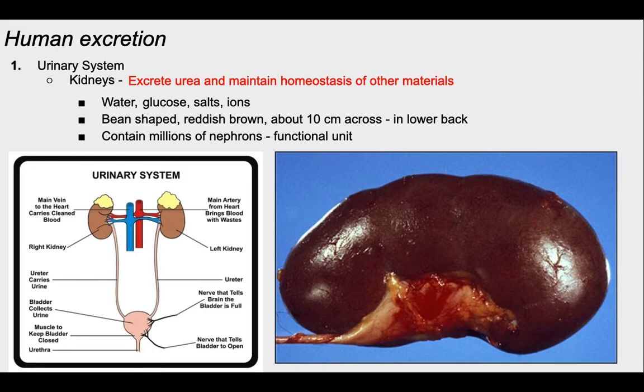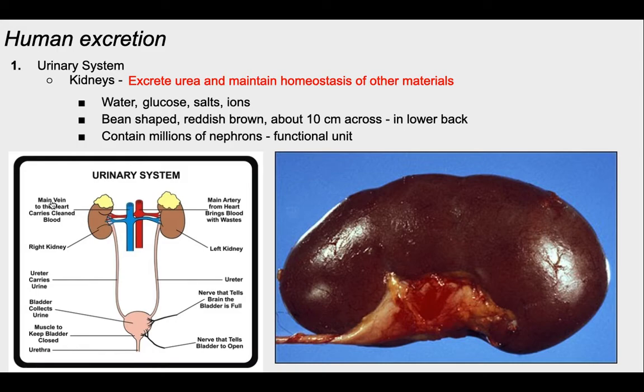The kidneys look exactly like a kidney bean, but larger. They're about 10 centimeters across. They're located in our back, in the dorsal part of our body, on each side of the spine. Inside of the kidneys, there are about 1 million units called nephrons that we're going to talk about in a minute. But if we look at the entire system as a whole, we have 2 kidneys.